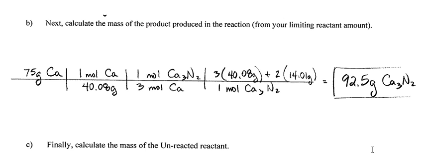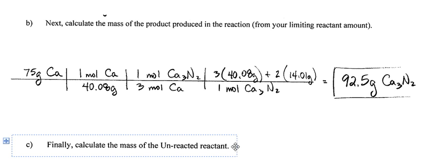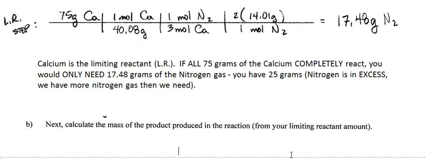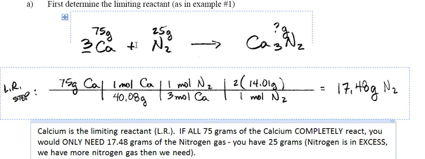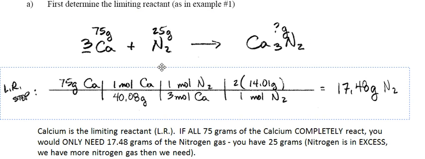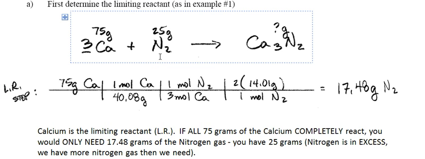All right. The last part, sometimes this question is asked. It says, finally, calculate the mass of the unreacted reactant. Unreacted reactant. It's fun to say that. Now, what does unreacted reactant mean? Well, if we go back to our balanced equation, where we determined that the calcium is our limiting reactant and our nitrogen is in excess, not all of the nitrogen is going to react. We're going to have some leftover nitrogen. The question being asked is, how much is left?